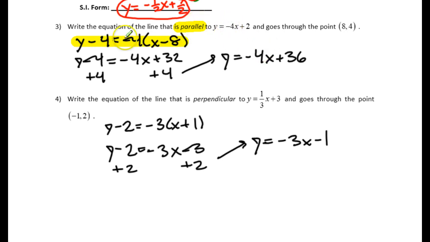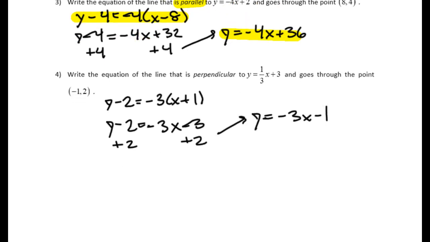So the -4, I still keep my slope -4. It's got to go through these new points, so I just plug that in. By the time you simplify and solve this, the final answer is y equals -4x plus 36. So this equation is parallel to this one, same slopes. Okay?